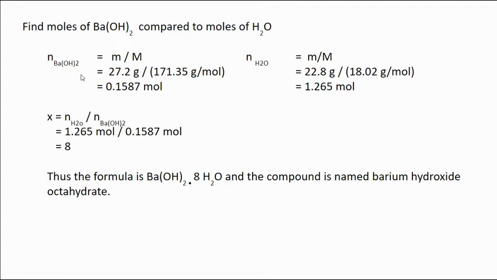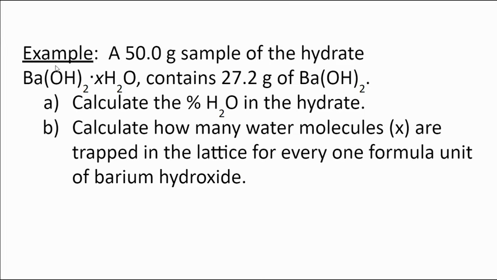Now, this looks very similar, in fact, to an empirical formula calculation. But again, instead of breaking it down into barium, oxygen, and hydrogen, it's actually less work. We're going to find out how many moles we have of Ba(OH)2, the ionic compound, and then how many moles we have of water. So I'm looking at the formula, and I'm going to find out how many moles I have of this first portion compared to how many moles of water are trapped in the lattice.